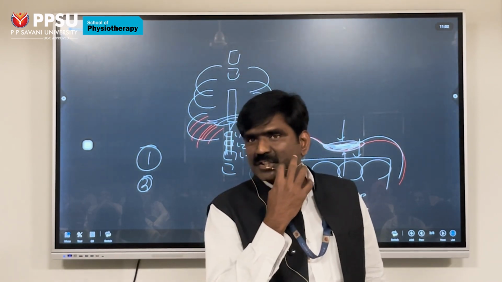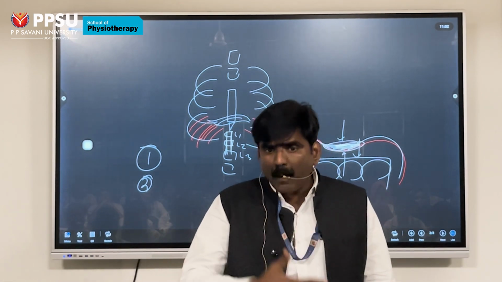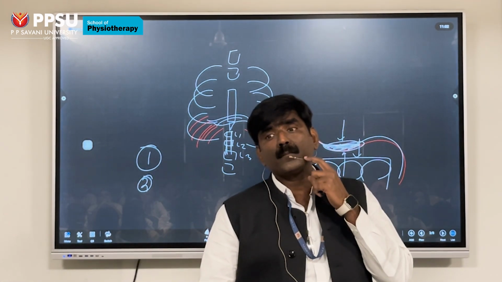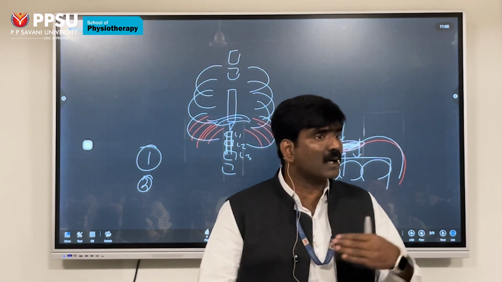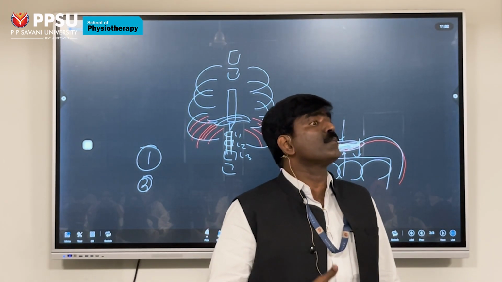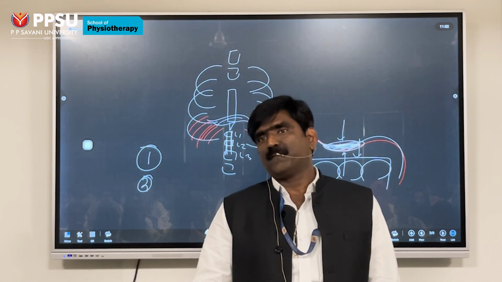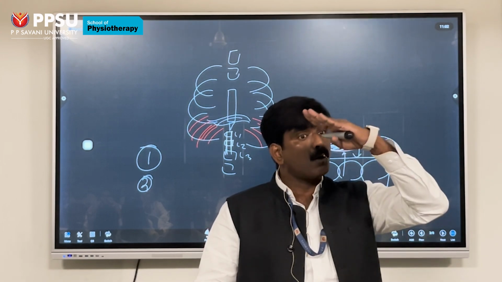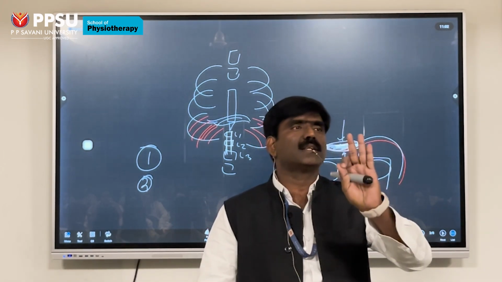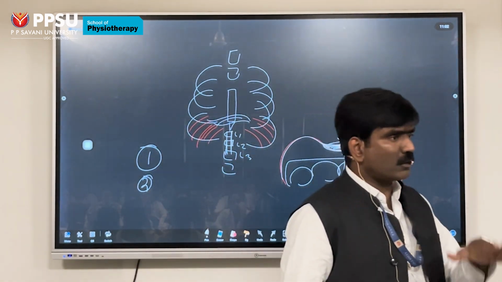The passive tension in the rectus abdominis muscle will stop the abdominal content from coming forward. So the passive tension of the rectus abdominis muscle is also a force opposing the downward movement of the diaphragm. So these are the three forces which restrict the downward movement of the diaphragm.